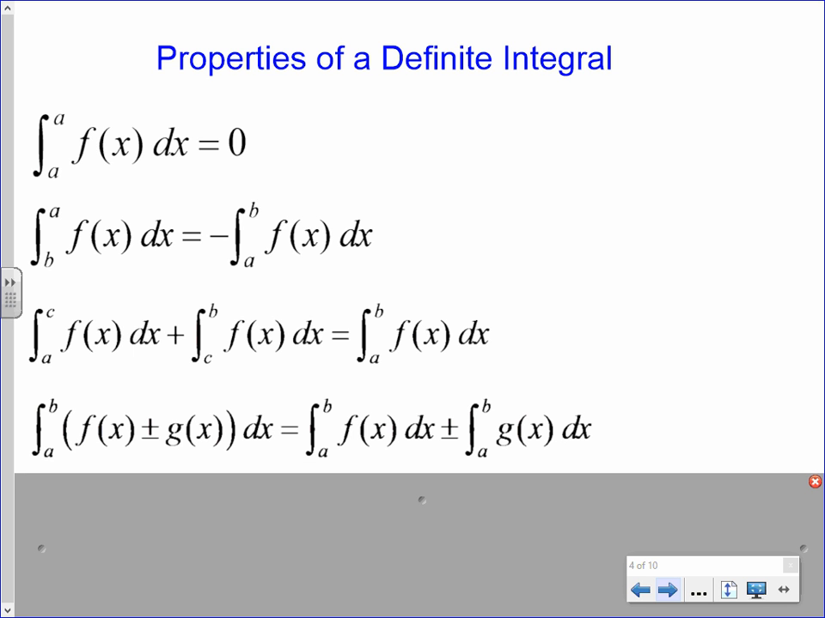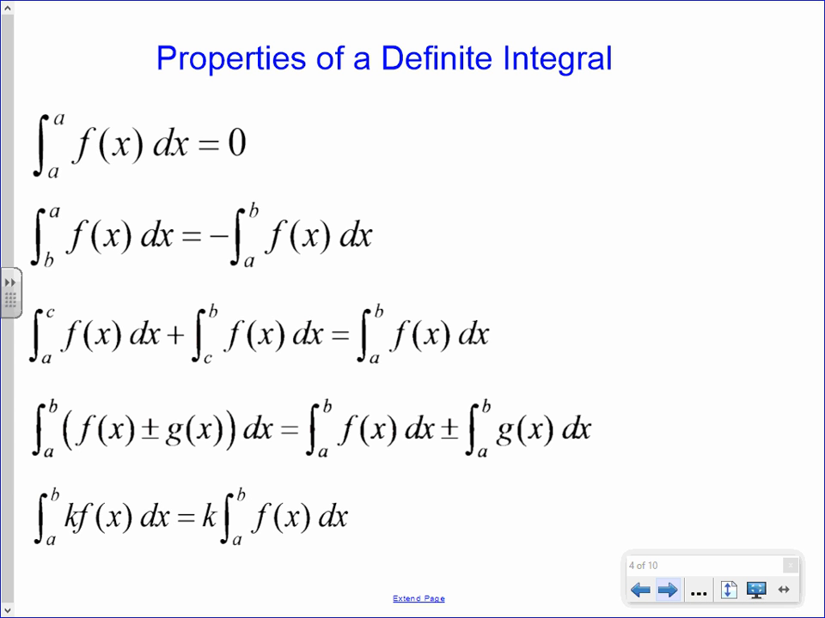Here's what's important for today, and we've talked about this with indefinite integrals. If we are adding or subtracting functions inside of our integral, we can separate that into the sum or difference of two separate integrals. It still works with definite integrals. And the same thing with the constant rule. If you have a constant multiplied inside of your integral, it is okay to move it to the outside, even if it is a definite integral.